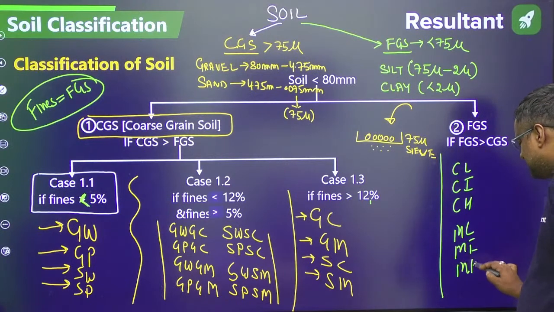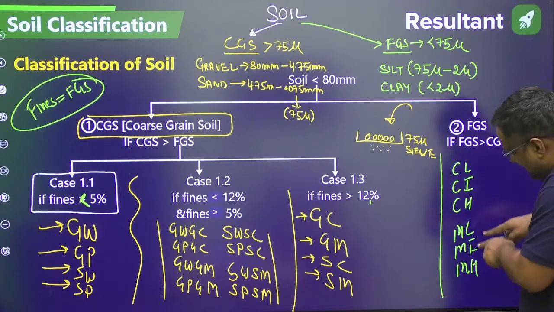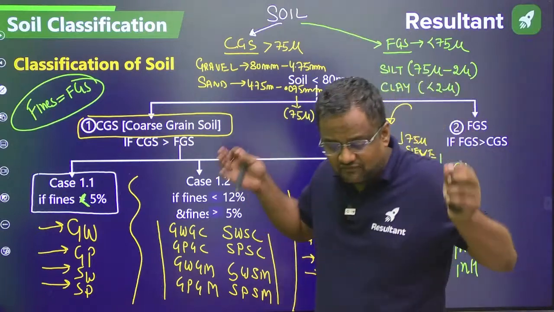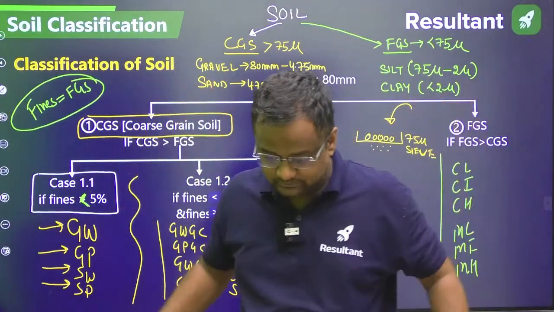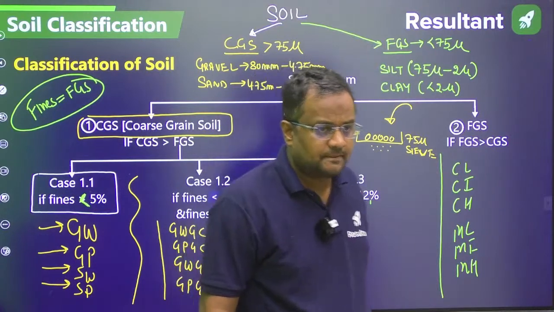Sir, why the names are different? Why there W and P is there? Why it is not here? Why here LIH? Why it is not LIH? From where all these names are there? Each and everything I am telling you now.